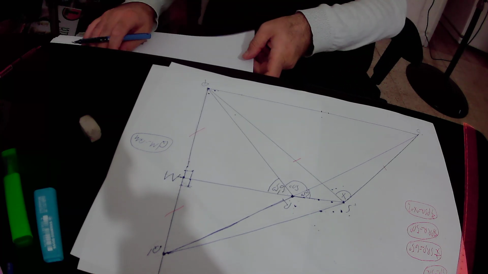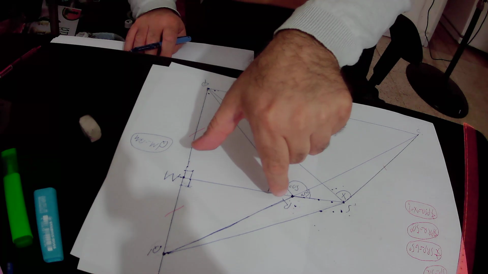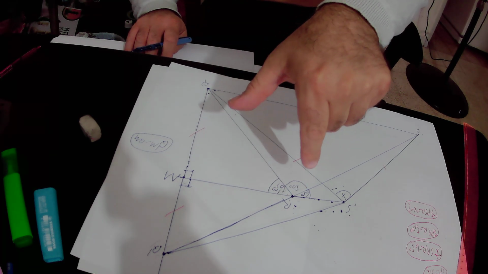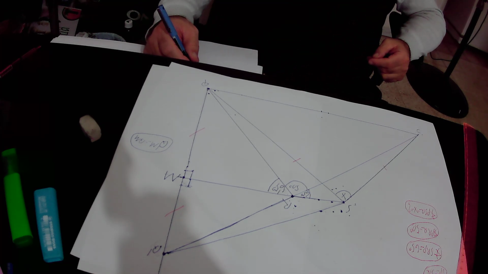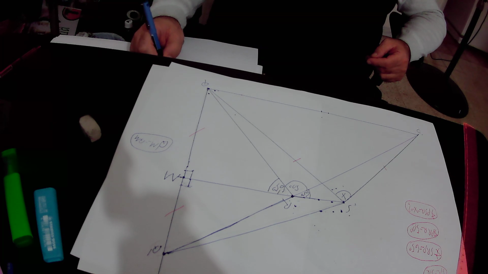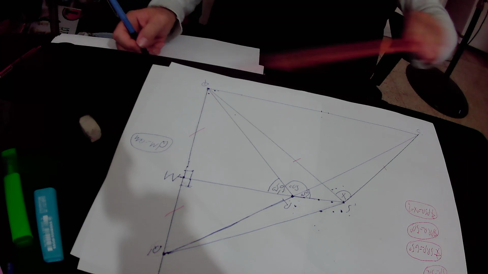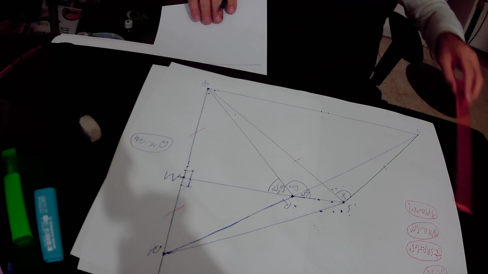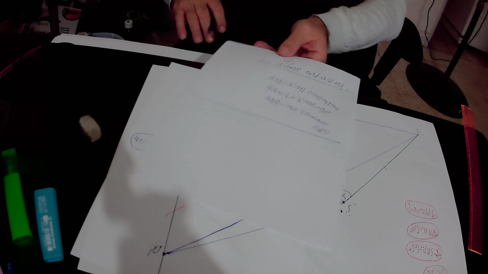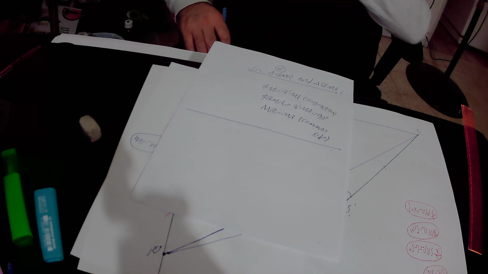And we also have this common side. MR is a common side. It belongs to both triangles, so we can write down that MR equals MR. It is a common side that belongs to both triangles.